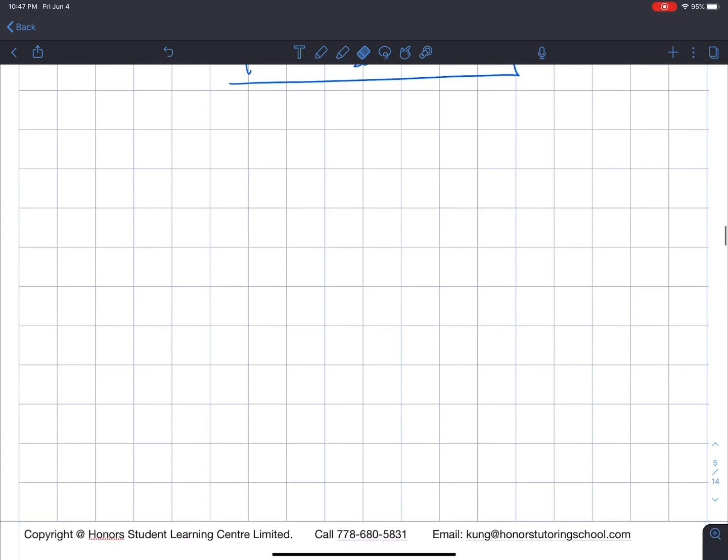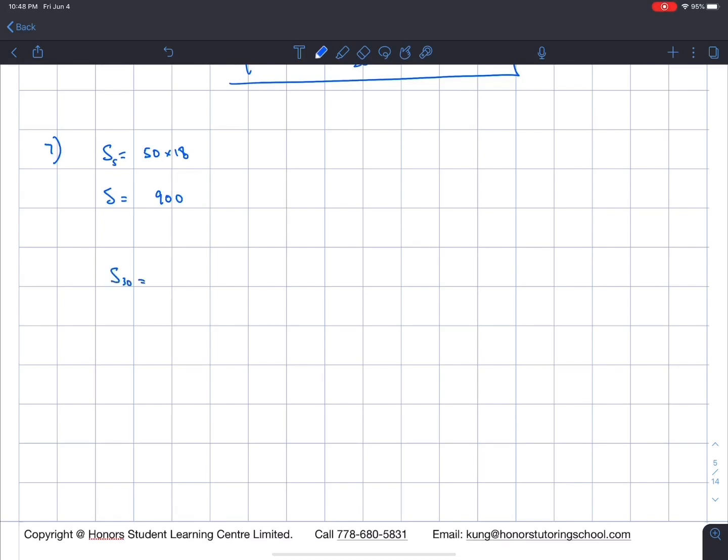Question 7. The mean of 50 numbers is 18. So again, we're just going to find the total sum here. If there are 50 numbers, then the mean is 18. So the sum is just 50 times 18. We got 900.